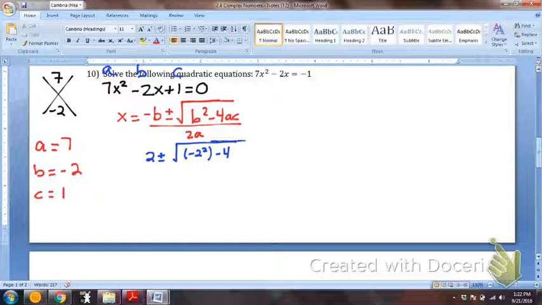Do we take the x's with it? Or just, nope, just the numbers. Yep, just the numbers. So negative 2 squared minus 4 times my A value times my C, divided by 2 times my A value. Okay, so all I did was just substitute values in there.